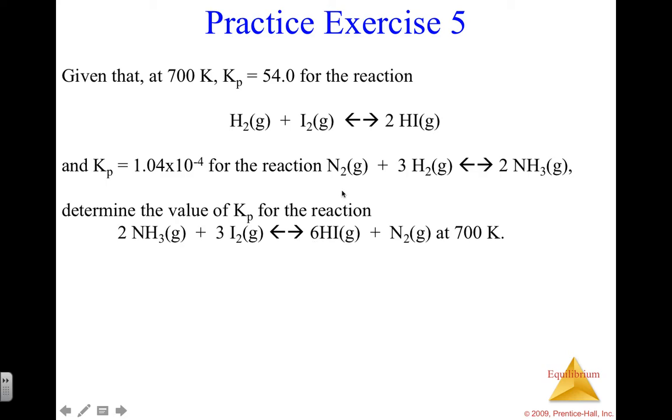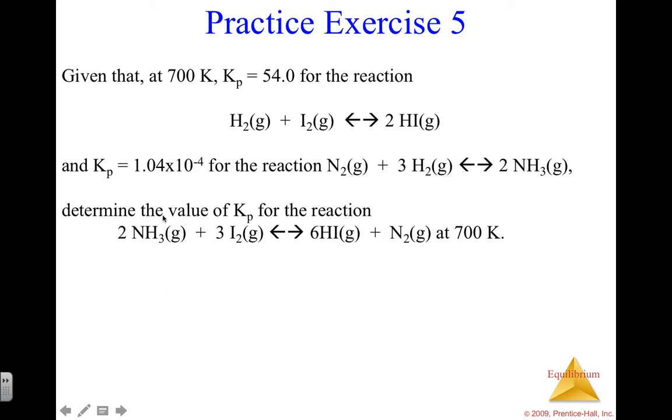So for example, what is not unique? H2. H2 is not unique because it's present in reaction 1 and present in reaction 2. What is unique? Ammonia. So I see I have two ammonia on the right in the given, but in the target I need it on the left. So think, how do I get my product and turn it into the reactant? Again, how do I take a product, manipulate this reaction so it becomes a reactant?